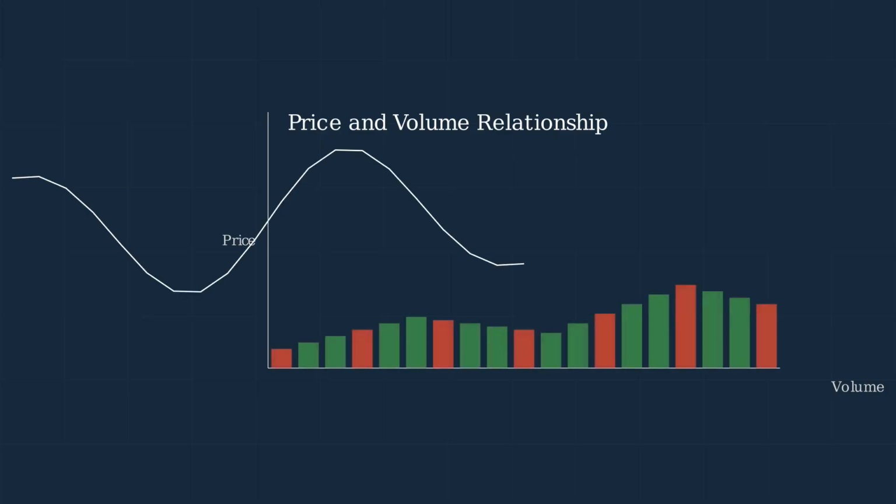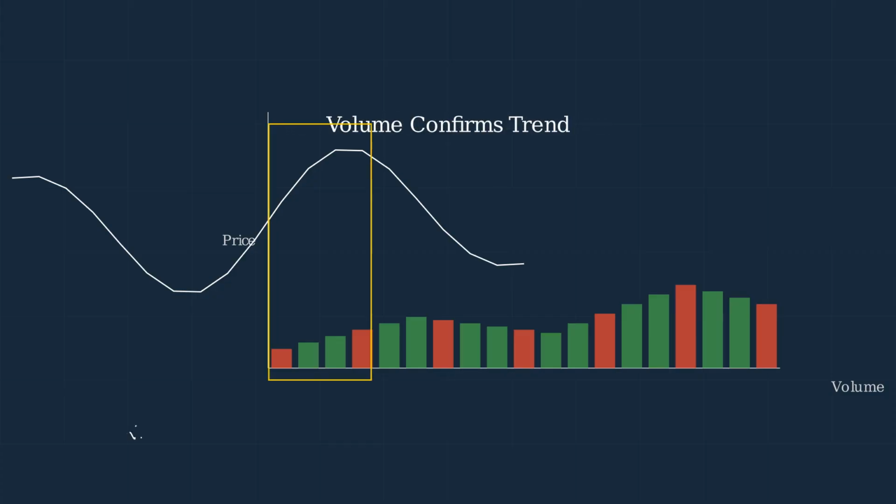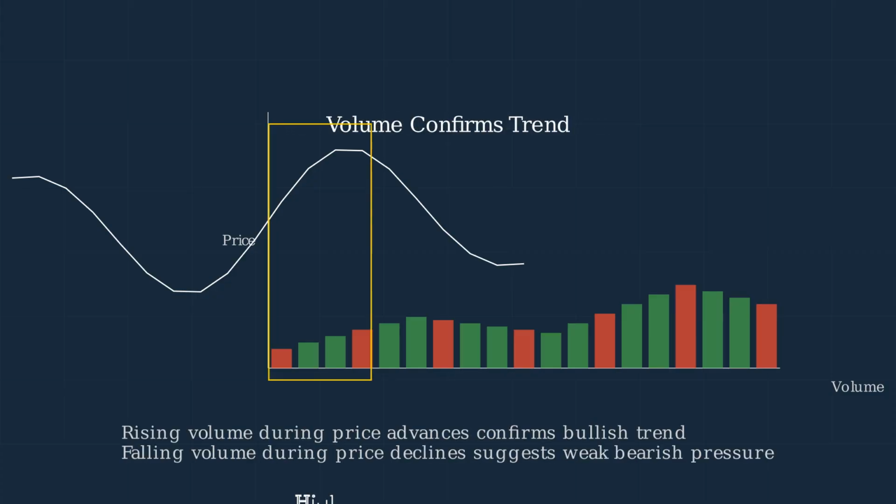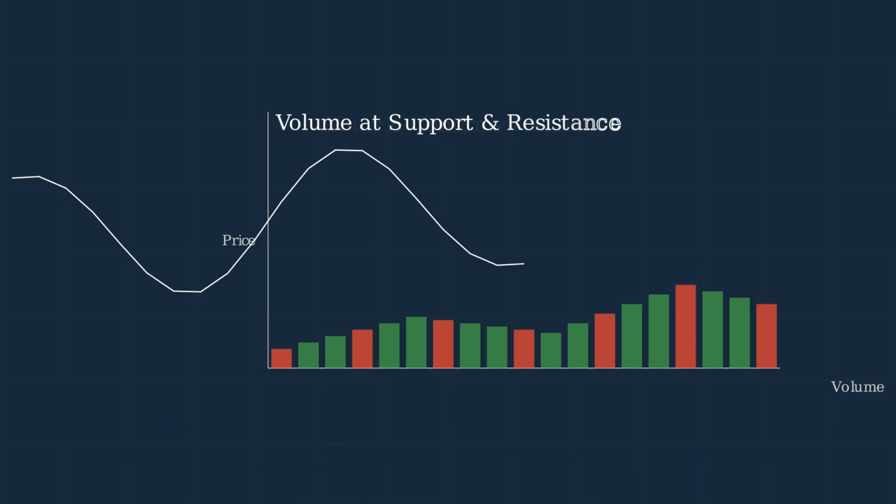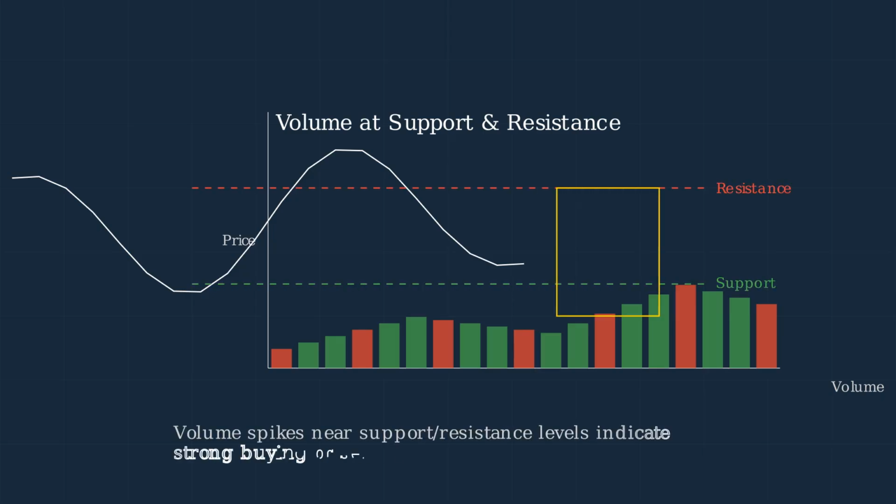Let's look at a typical price chart with volume. When price increases are accompanied by increasing volume, it confirms the bullish trend. This shows strong buying pressure and conviction. Volume spikes often occur at key support and resistance levels. These indicate strong buying at support or strong selling at resistance.